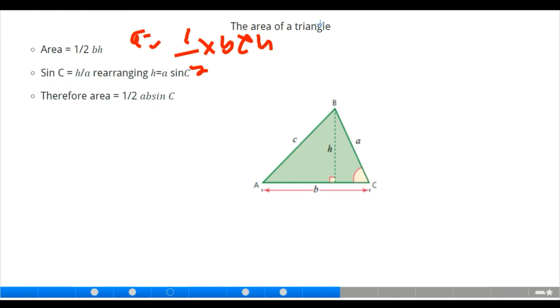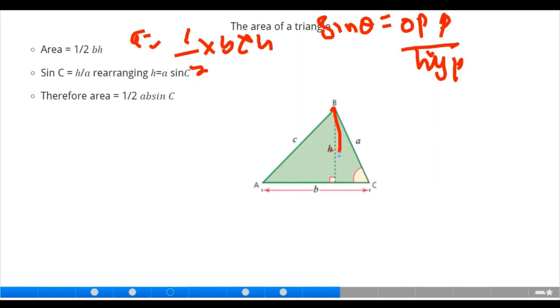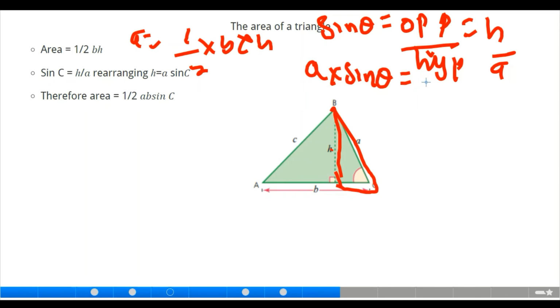Now we said that sine theta is what? Sine theta is opposite over hypotenuse, isn't it? So if you look at it, opposite in this direction is h. We are looking at this right angle triangle. So opposite is h, while our hypotenuse is a. If that is the case, we can now make h the subject of the formula so that we can fix it in this right angle triangle. So we have a multiplied by sine theta equals what?